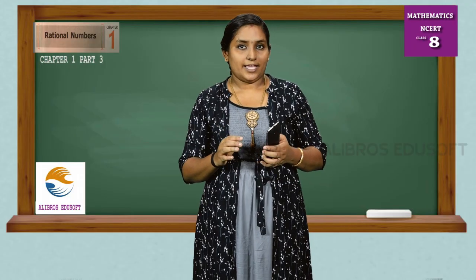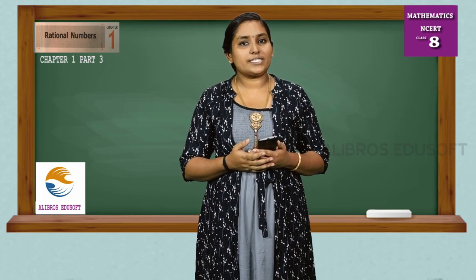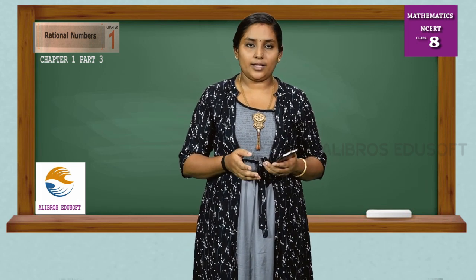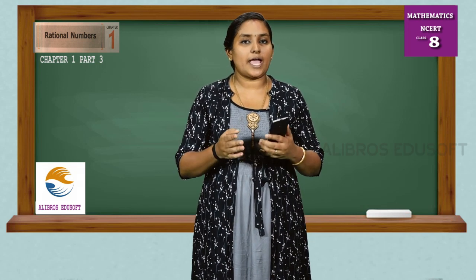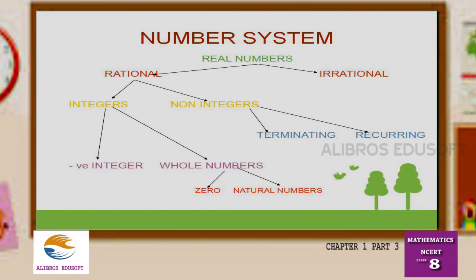Let us see the number system. Real numbers can be divided into two: rational numbers and irrational numbers. The rational numbers can again be classified into two: integers and non-integers. Integers can be divided into negative integers and whole numbers. Non-integers can be divided into two: terminating decimals and recurring decimals. The whole numbers include 0 and the natural numbers.